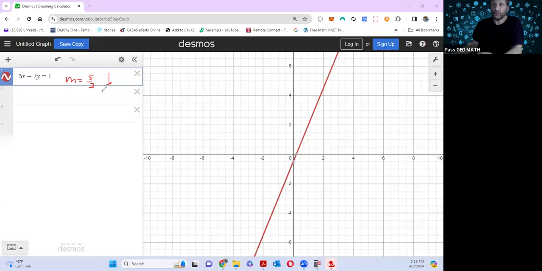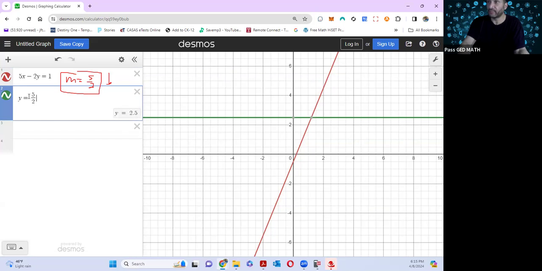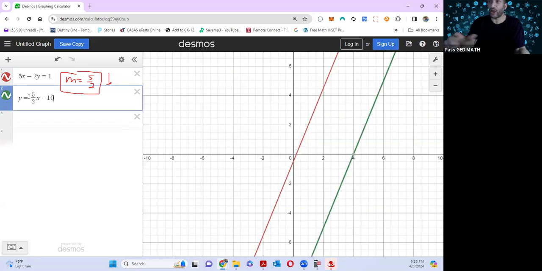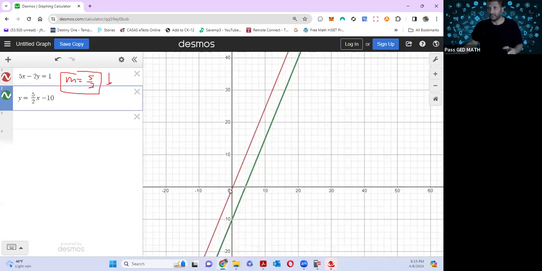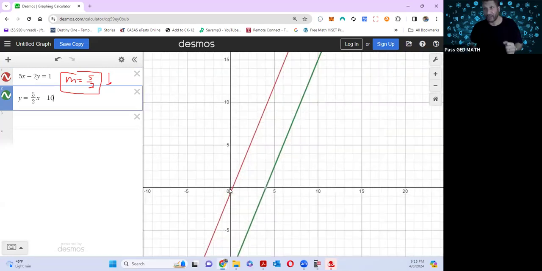But watch this. I want to show you something that's very important. We know the slope is 5/2. So watch this. It doesn't matter the form that we're in. Y equals 5/2 x. It doesn't matter what that y-intercept is. When the slopes are the same, these two lines will go on forever and never cross because they are parallel, because they have the same slope. The equations look different, but the slopes are the same.